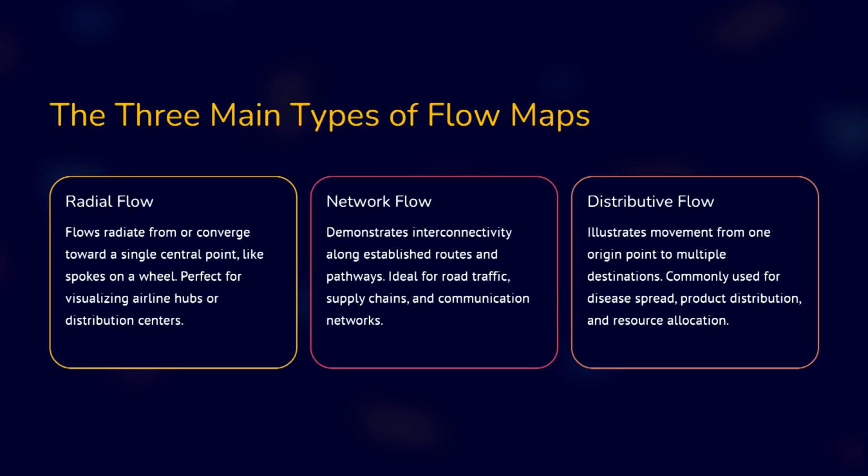Now we will come to types of flow maps. First, radial flow. Flow radiates from, or converges towards, a single point of contact, like the spokes of a wheel, perfect for visualizing airlines or hub distribution. In a radial map, the flow moves from one point to other points. Let's say we have a hub or a port, or let's say an airport. From the airport, this is the source. From this source, flights go to different parts of the country or different parts of the international boundaries. So this is almost like a radial.